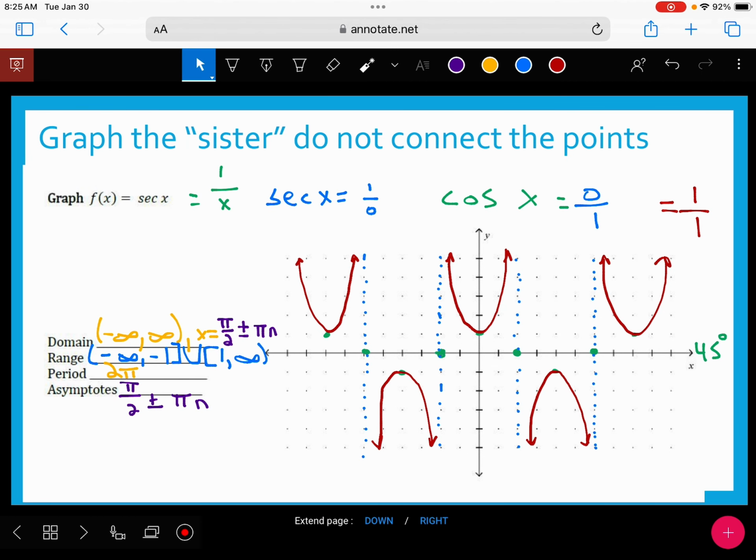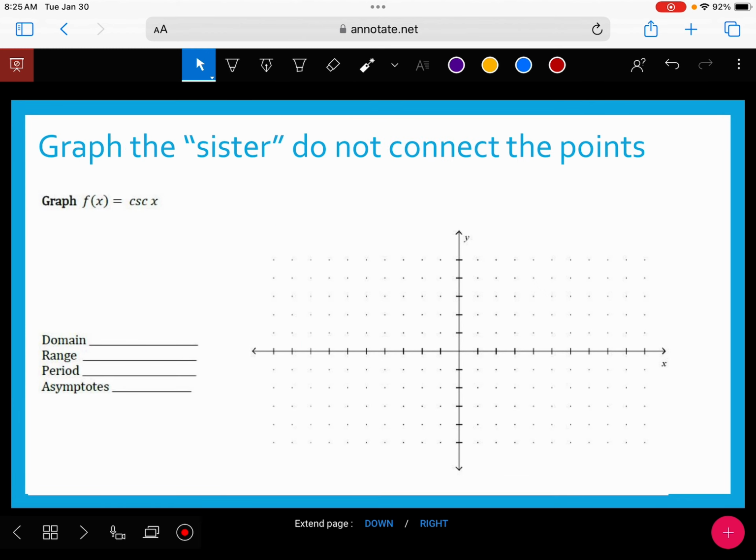Any questions on the parent graph of secant x? Cool, so now that we have secant x, we're going to move on to cosecant of x, and it's a very similar pattern. Because what's the sister function for a cosecant? Sine, yep. So the first thing we're going to do, same thing. We're going to plot out 2 periods worth of points for sine x, and it's just the parent function.